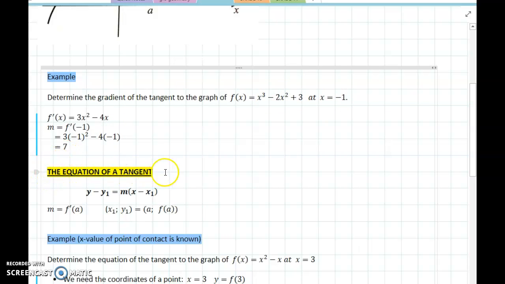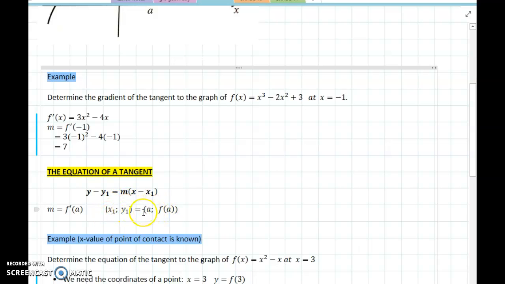Now let's look at the equation of the tangent. Remember, the tangent is a straight line, so we can use this formula to determine the equation of a tangent. And what is m? M is your derivative at that particular point where we're finding the tangent. And your point, because you need a gradient and you need a point to determine the equation of any straight line, and the point would be your point of contact if that is given.